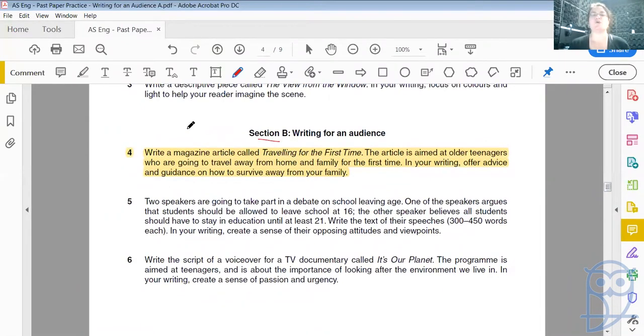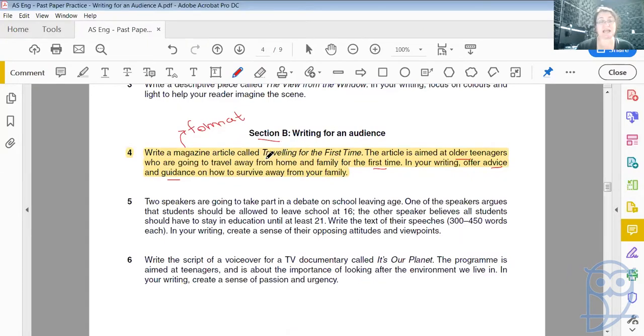So the question says, write a magazine article called Traveling for the First Time. The article is aimed at older teenagers who are going to travel away from home and family for the first time. In your writing, offer advice and guidance on how to survive away from your family. So you've been given the format: you know that you're going to have to write a magazine article, so you must be familiar with magazine articles. Even ones online are fine. We know that magazine articles have titles, generally subtitles and subheadings, they are not too long in the way that they express themselves, they keep information short and sharp, and they try to sound interesting and appealing. Your familiarity with magazine articles will help in this kind of question.